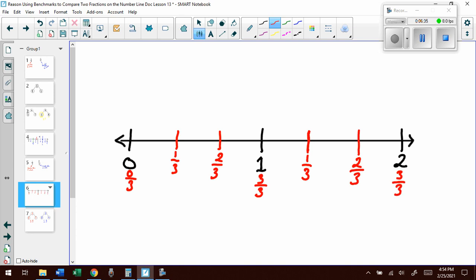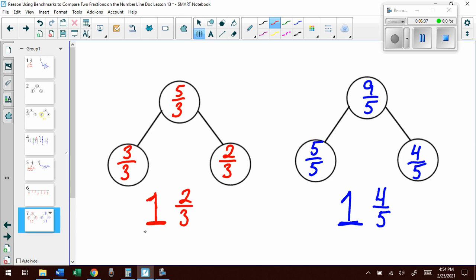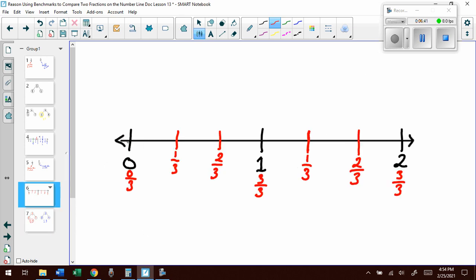All right, we need to mark down 1 and 2/3. So we need to go to our benchmark, 1, and an additional 2/3. So 1 and 2/3 is right there.